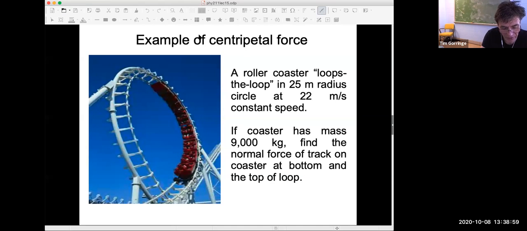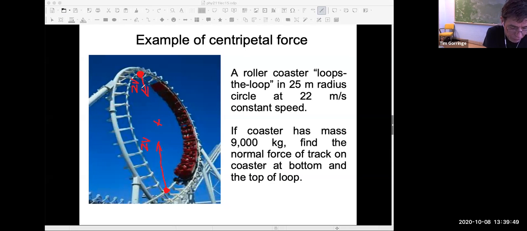And they ask us to find the normal force of the track on the coaster at the bottom of the loop and the top of the loop. So let's think about that question a little bit. Imagine that the coaster's upstairs here. The track is actually pushing on the coaster, and we'll find it's pushing towards the axis of rotation, the center of the circle. And we want to find that normal force. Likewise, at the bottom of the circular motion, downstairs here, the track is also pushing on the roller coaster towards the center of the circle. And we want to find that normal force.